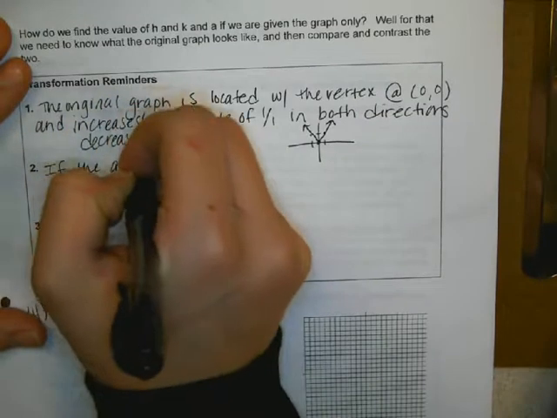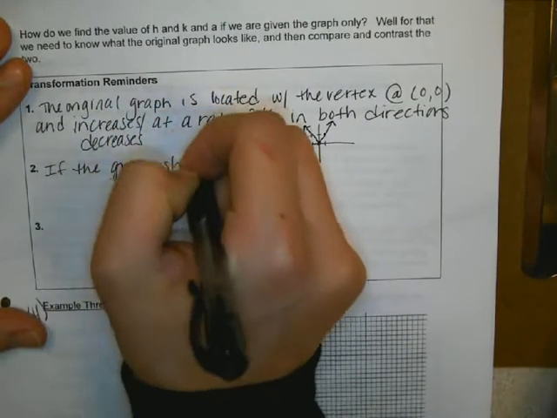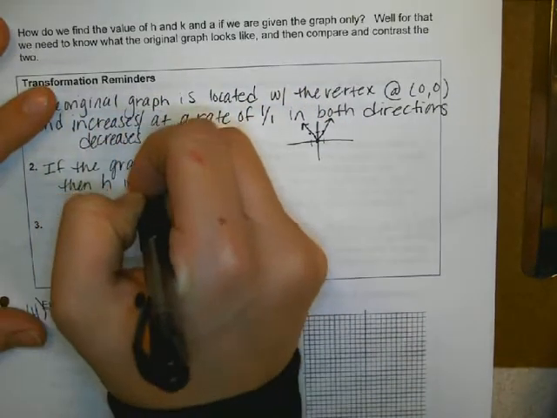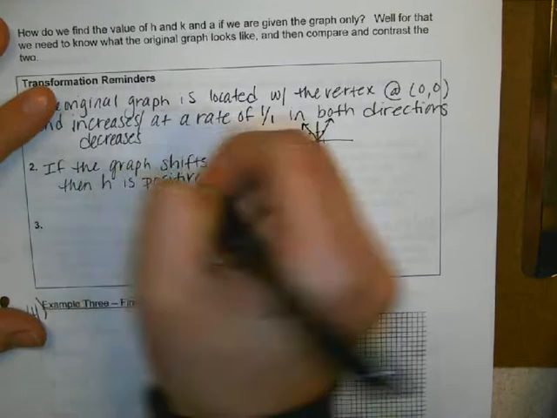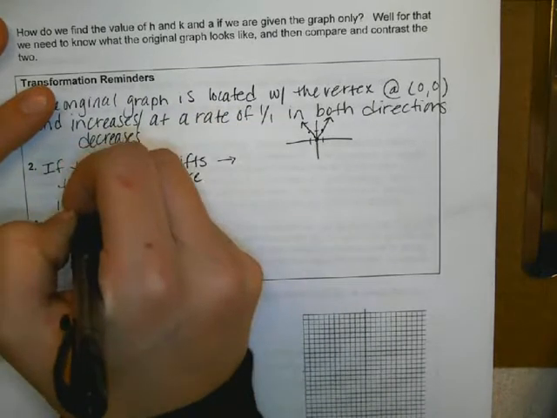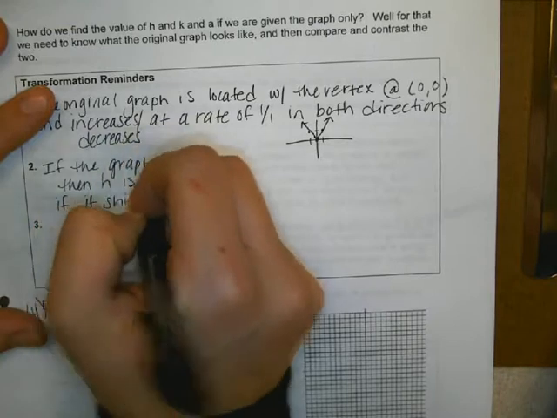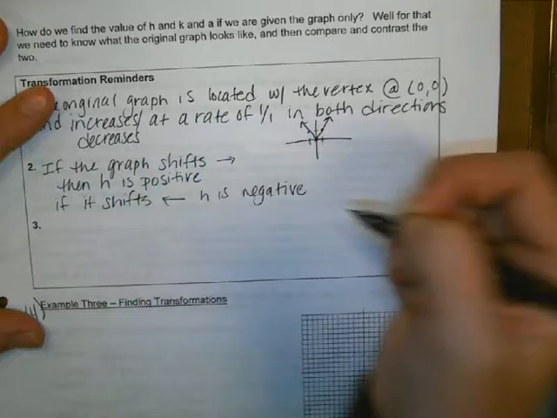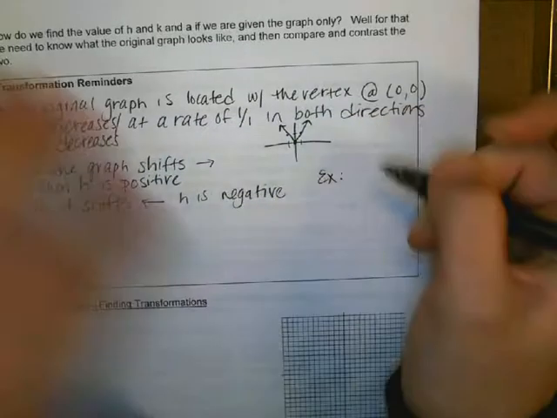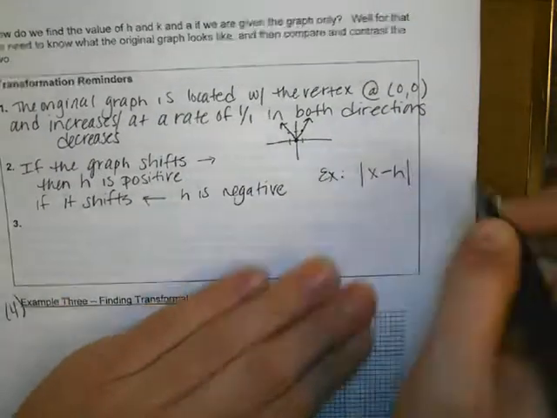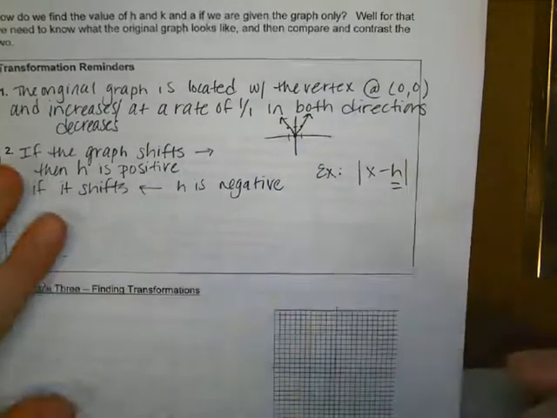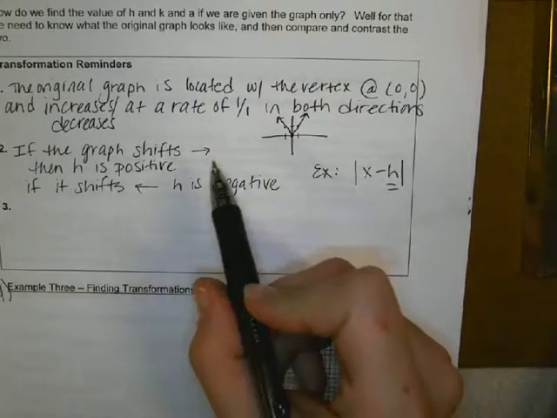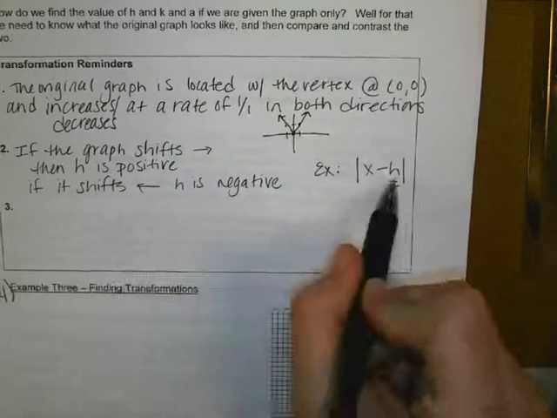If the graph shifts right, then h is positive. If it shifts left, h is negative. And that's the h we're talking about. So if it doesn't look like this and it looks like it shifted to the left or to the right, then that's the h value that was affecting it.